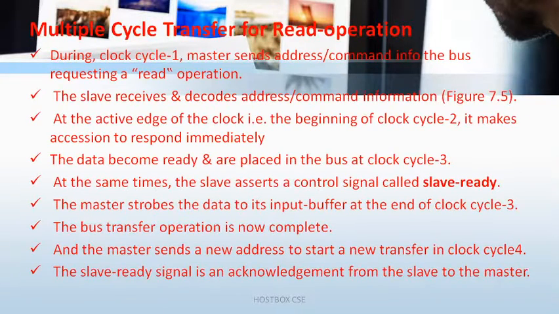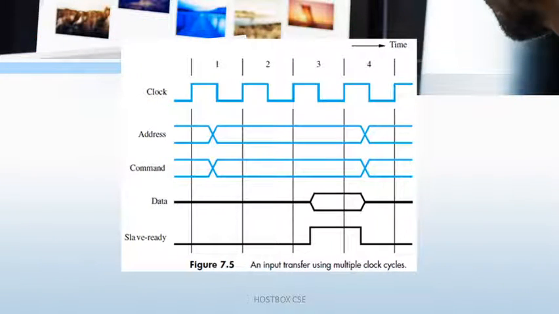If you select multiple cycle transfer for a read operation, what happens? The diagram is given here: clock 1 2 3 4, address, command, data, slave ready. So this is an input transfer using multiple clock cycles. The first diagram is a continuation. Here is an input transfer using multiple clock cycles. Let's go through some points here.